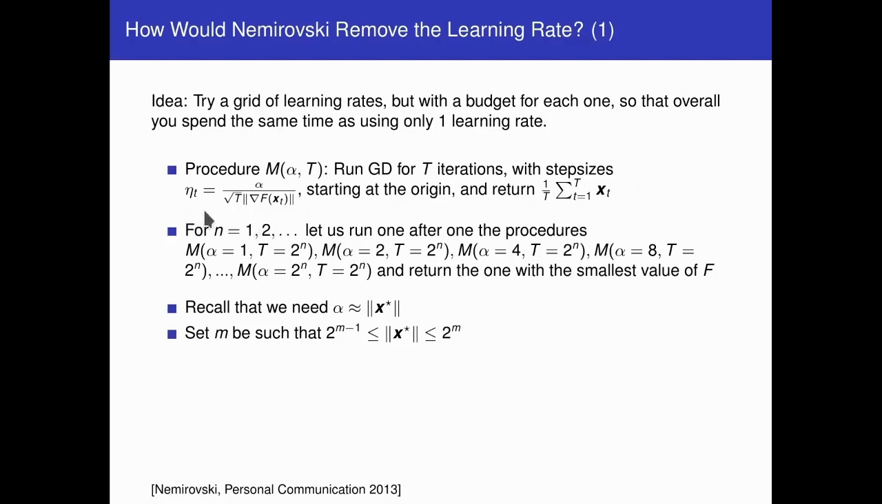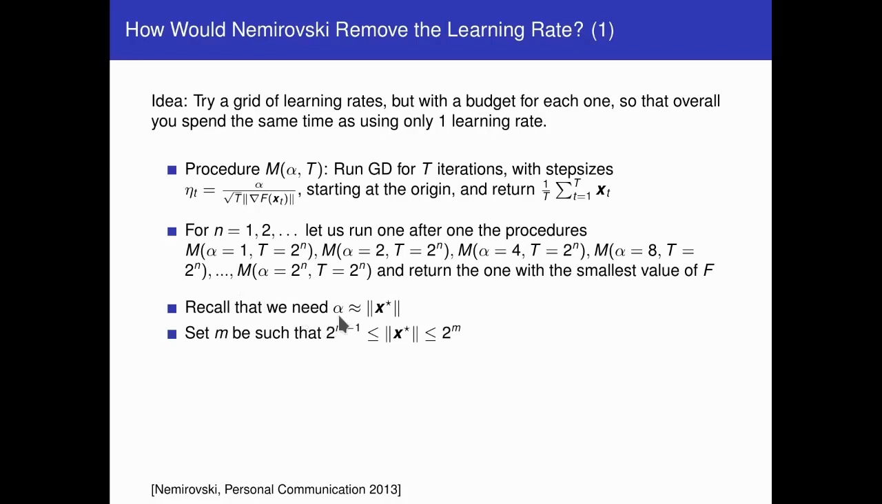Now, what you do is that you run this procedure with different values of alpha from 1, 2, 4, 8, till 2^n, for T equal to 2^n iterations for each one of them. And you run this thing one by one. Then when you arrive at the end, you return the one that has the smallest value of the function f. Okay? Now, what you're doing here is basically trying all the possible learning rates, setting alpha each time to a different value. Now, there is one alpha that will be the right one.